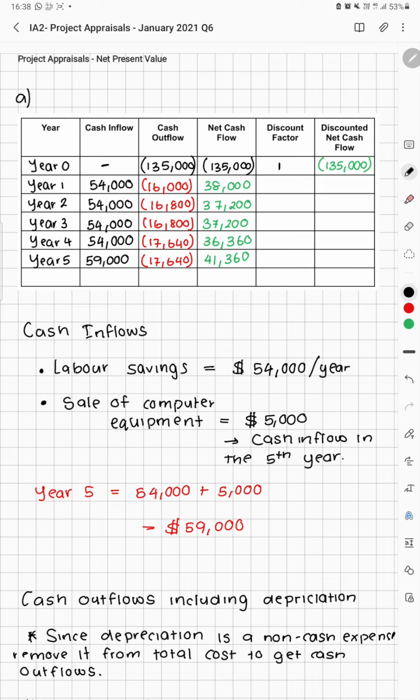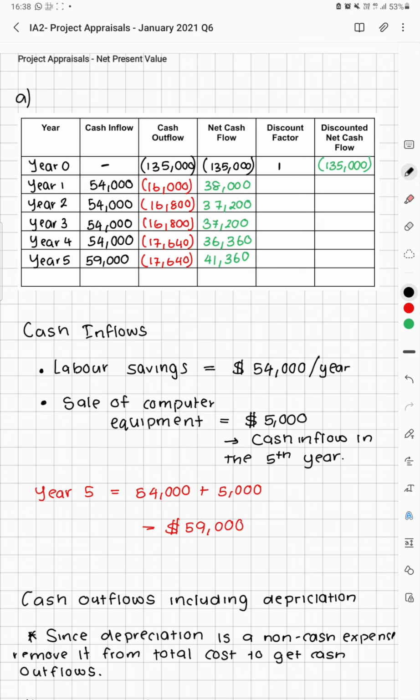Okay, so the next part of our scenario is identifying the discount factor. In this question they have given us a discount factor. However, in scenarios where they haven't given you the discount factor, what you need to take is the cost of capital. Look for the cost of capital, which is 8%, and then go through the table which will be provided for you in order to find the discount factor.